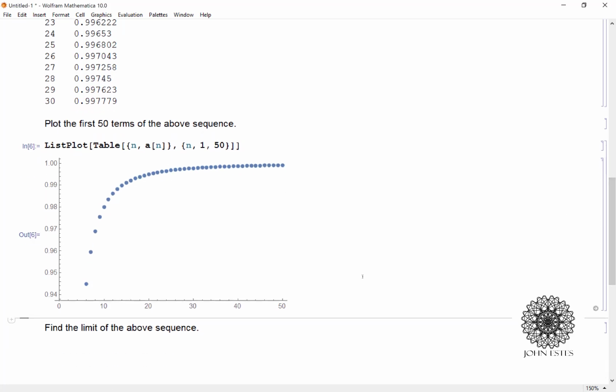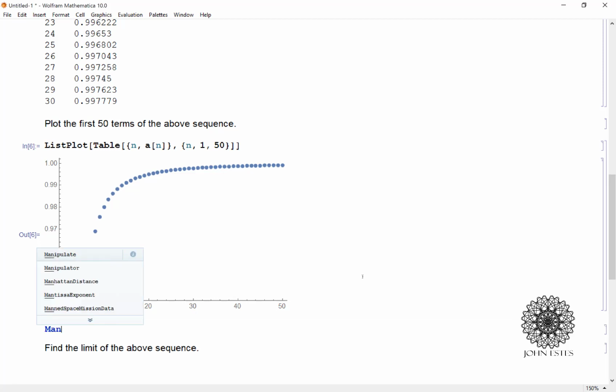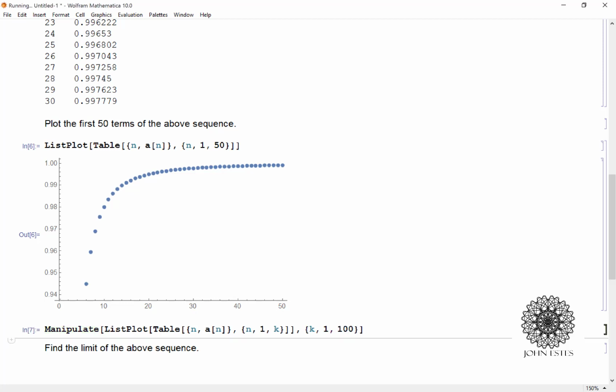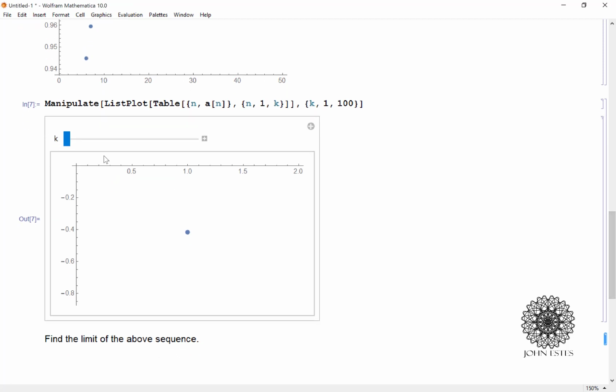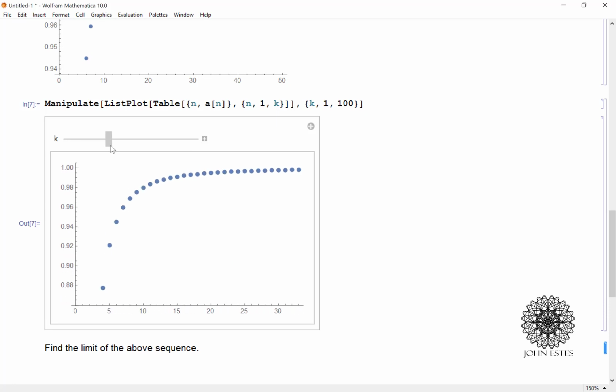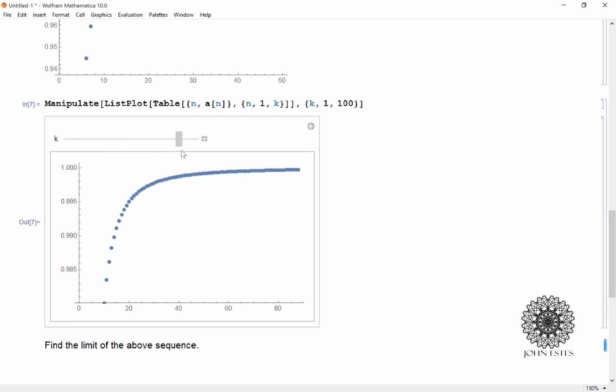All right, now a neat thing you could do to play around with this idea is to use the Manipulate function around this ListPlot that's around my table. I'm going to let my table go from 1 to k this time instead of 50, and make sure you get all your brackets in. And here I'm going to let k vary from, let's say, 1 to 100. Now I'll have a ListPlot that I can change. That's my first term, but as I drag k along, I'm adding terms into the sequence, and I can go out to the first 100 terms. It gives you a good idea of what's going on in this plot.